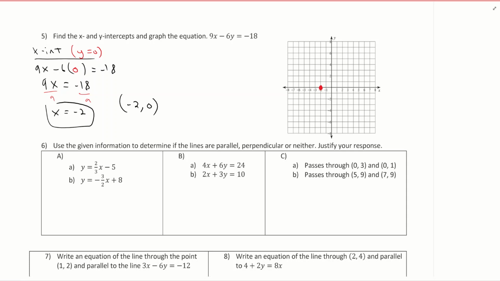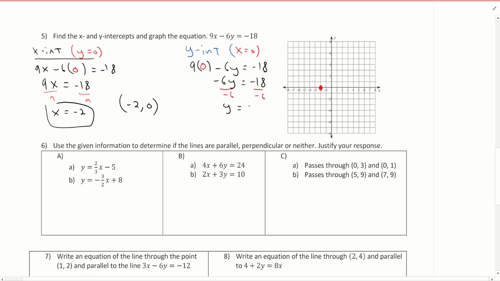We also need to find the y-intercept, which occurs when x equals 0. So we're going to replace the x with 0, right? We're putting a 0 where x used to be, and now we're left with negative 6y equals negative 18. We solve for y, divide both sides by negative 6, and we get y equals positive 3.